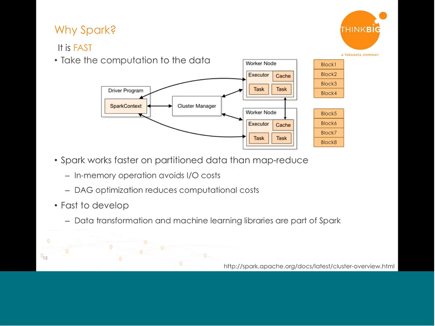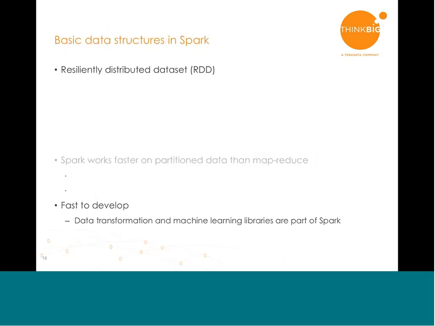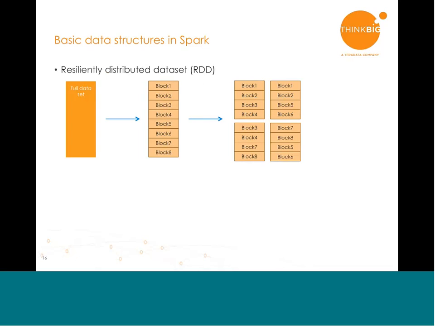Let's talk about the basic data structures in Spark. The first and most basic of those is the resiliently distributed data set, or an RDD. The idea with an RDD is you take a full data set, you break it up into pieces, and then you ship those pieces to worker nodes and store them on different worker nodes so that each different node is responsible for a different amount of data.